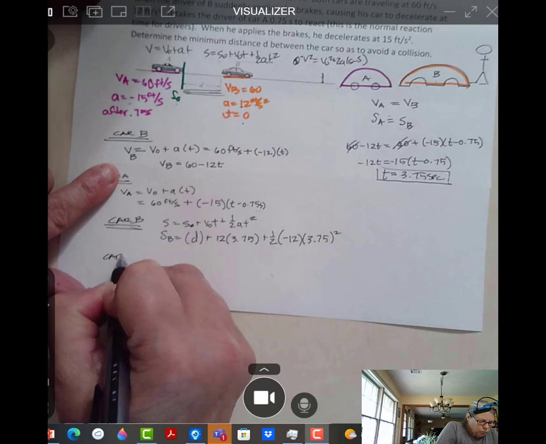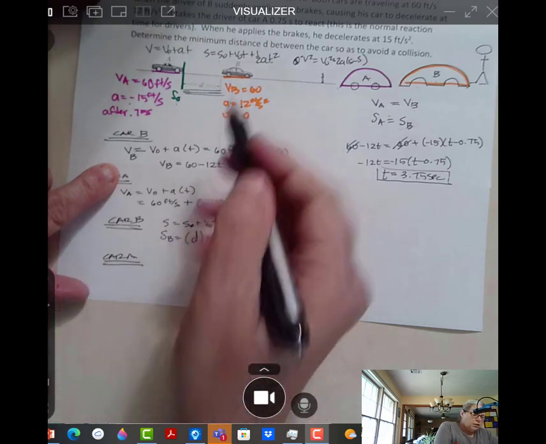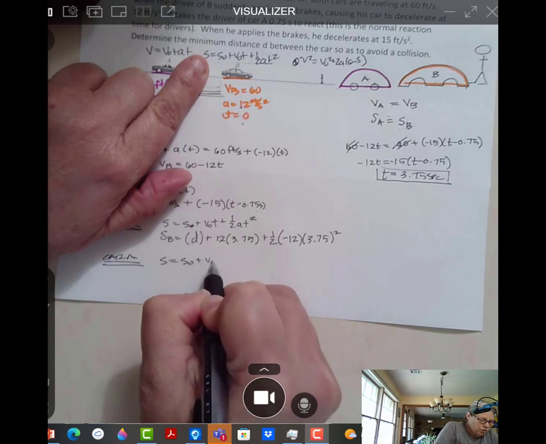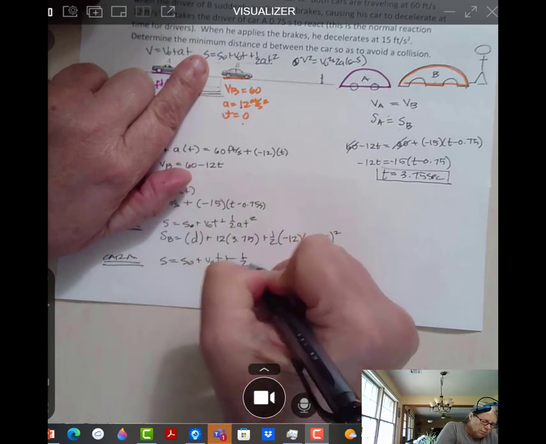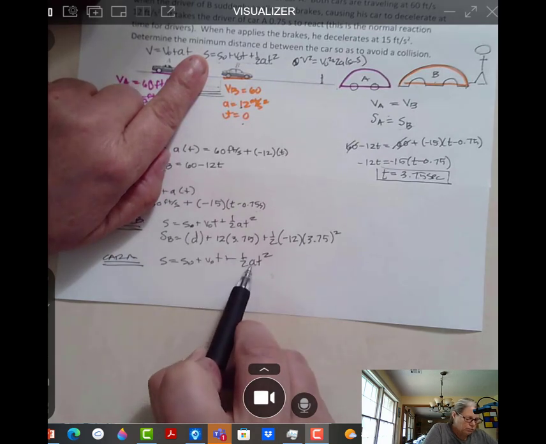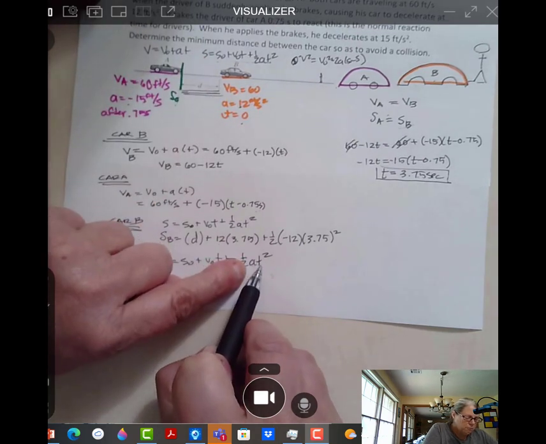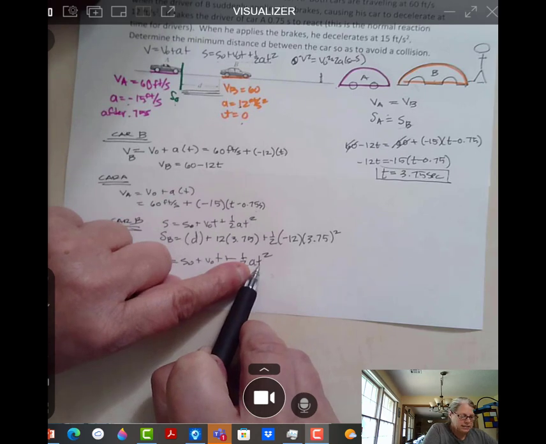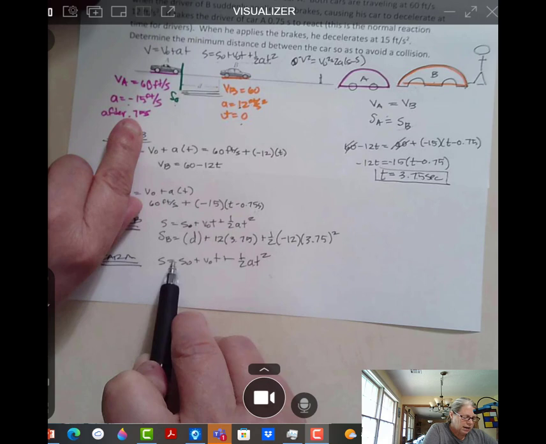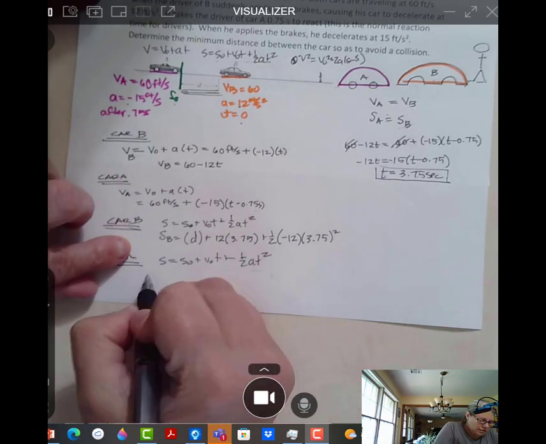So let's do the same thing with car A. With car A, we have to think about this a little bit differently. We can still use this equation, but what I want you to think about is that for part of this, we don't have any deceleration. For the first 0.75 seconds, we don't have deceleration. We have that lag. So we're going to have to look at this in two pieces.